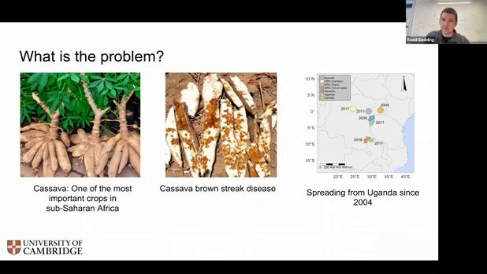So these are the roots. And can you see my mouse, by the way, Francesca? Yeah, you can. So these are the roots that should just be white, pure, starchy, potato-like, and this is necrosis caused by the disease.